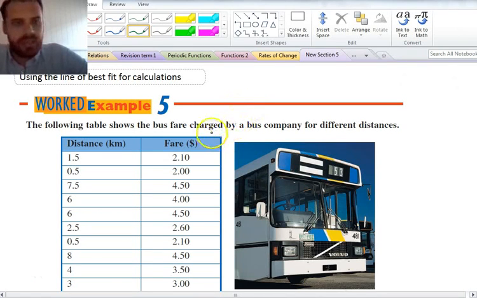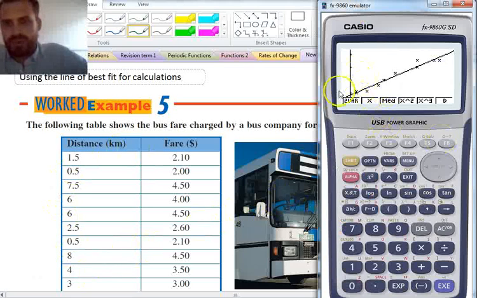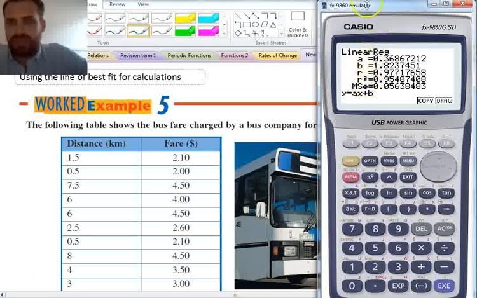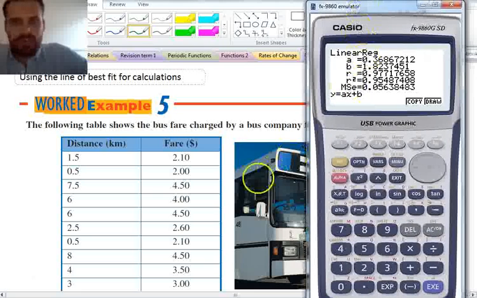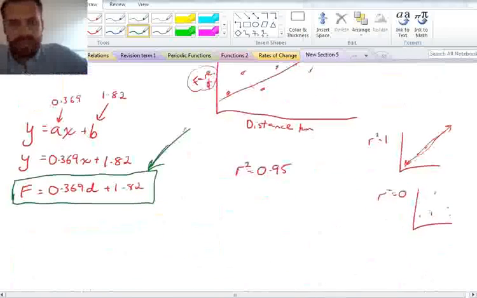Okay, so you've seen this question before. We've played with this question before. We used it and we created a scatter plot on our calculator that looked like that, and we created a line of best fit. You'll remember all these numbers popped up here. Now, eventually, what we ended up with was an equation that looked like this.